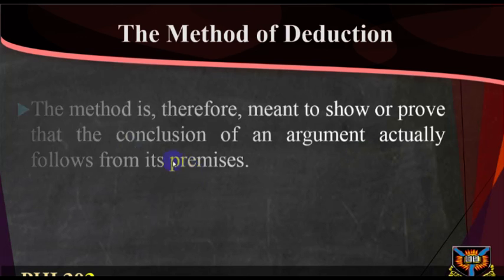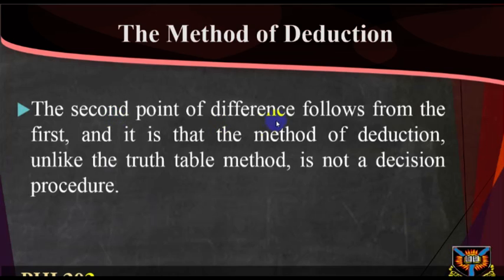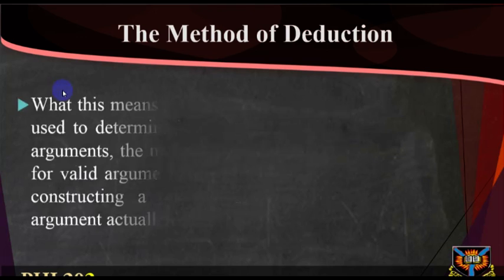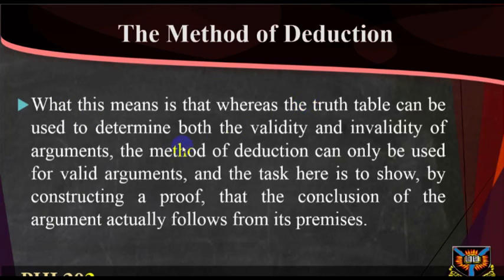The second point of difference follows from the first, and it is that the method of deduction, unlike the truth table method, is not a decision procedure. What this means is that whereas the truth table can be used to determine both the validity as well as invalidity of arguments, the method of deduction can only be used for valid arguments, and the task here is to show, by constructing a proof, that the conclusion of the argument actually follows from its premises.